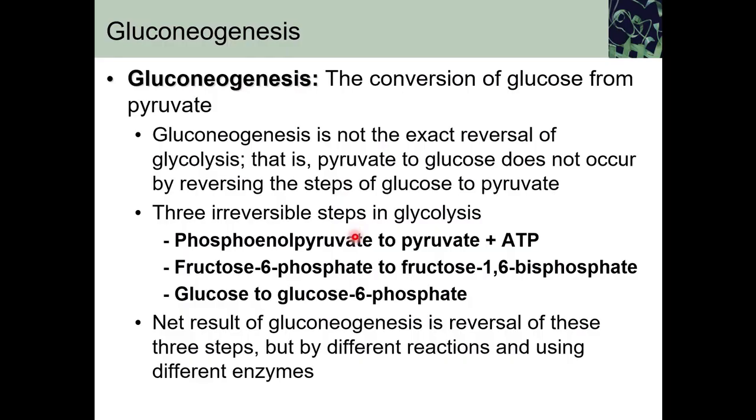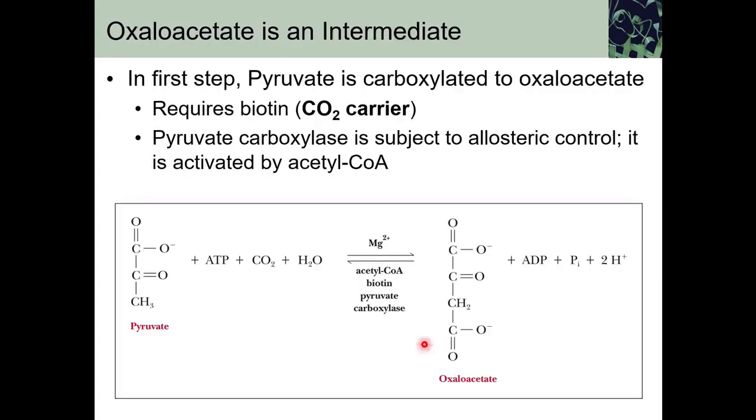Remember that there are three irreversible steps in glycolysis: the conversion of phosphoenolpyruvate to pyruvate, the conversion of fructose 6-phosphate to fructose 1,6-bisphosphate, and the phosphorylation of glucose to glucose 6-phosphate. These are three regulatory steps in glycolysis, and these are the three steps that are bypassed in gluconeogenesis. The net result of gluconeogenesis is reversal of these three steps, but by different reactions and using different enzymes.